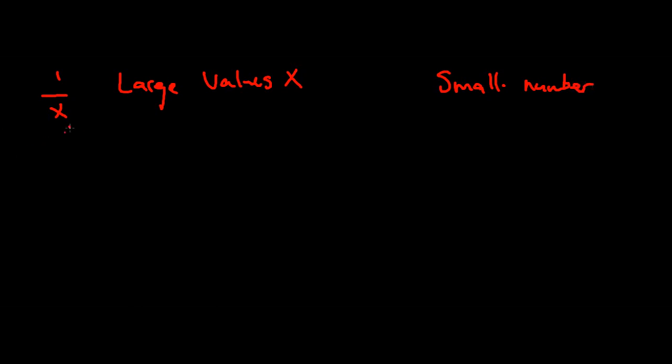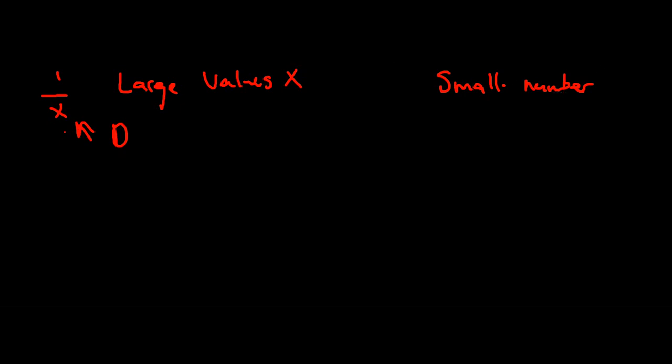So if I have large values in my denominator, then we're going to get small answers. If I put 1 divided by 100, that's small. If I get larger, 1 divided by 1,000, that's even smaller. If I put in 1 divided by 1,000,000, that's going to be even smaller. So as I put larger and larger numbers in here, it's going to be a smaller total value.